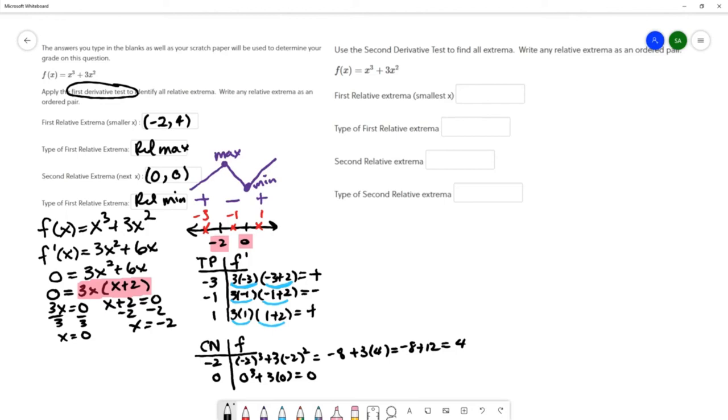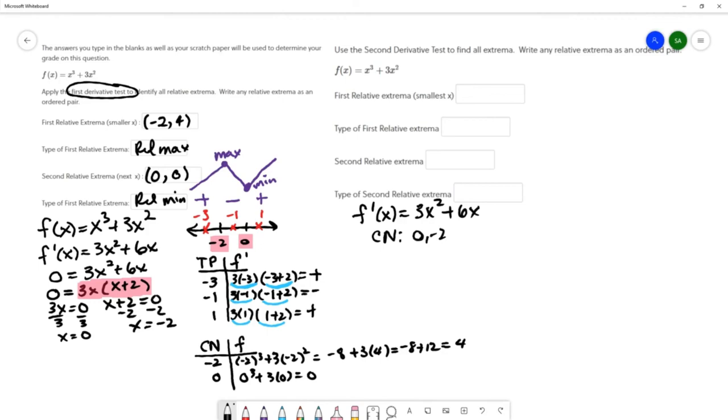So that's the first derivative test. Let's compare this to the second derivative test. Now, with the second derivative test, some of the process is the same. You're going to start off by calculating the derivative. So we have 3x squared plus 6x. Finding the critical numbers. We've already found the critical numbers to be 0 and -2.